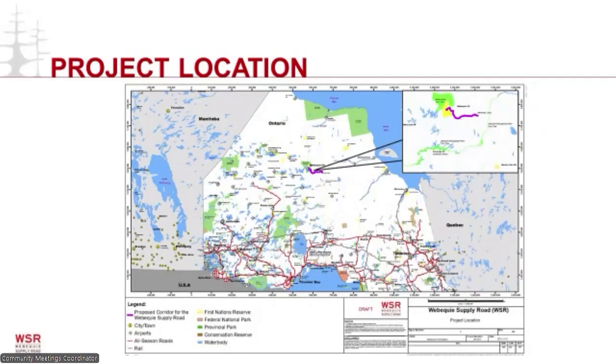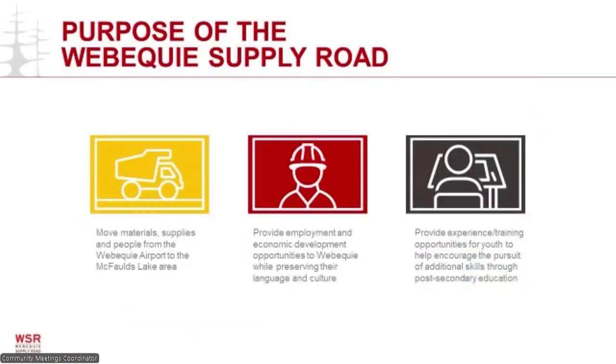Webequie First Nation is about 200 to 250 kilometers from the Hudson Bay and James Bay coasts, and the planned Webequie Supply Road runs south of Webequie and then east to the Ring of Fire area. The purpose of the Webequie Supply Road is to move people and supplies to the Ring of Fire area, create jobs and business opportunities for community members, as well as skills training opportunities for young people. As this is Webequie's project, this would be done in a careful, sensitive way that will preserve and strengthen the community's language and culture.